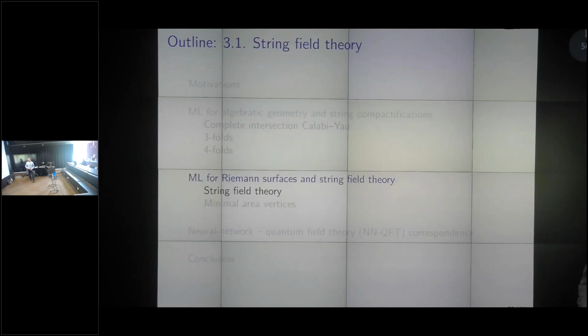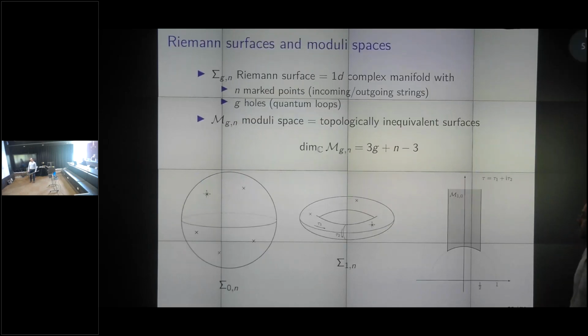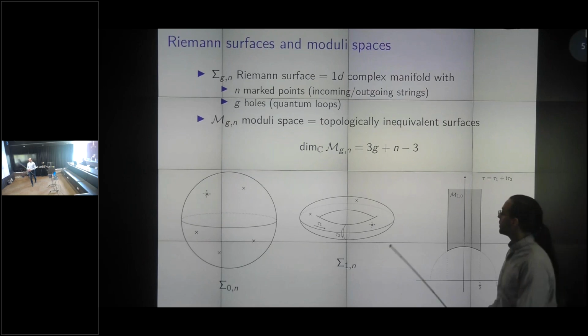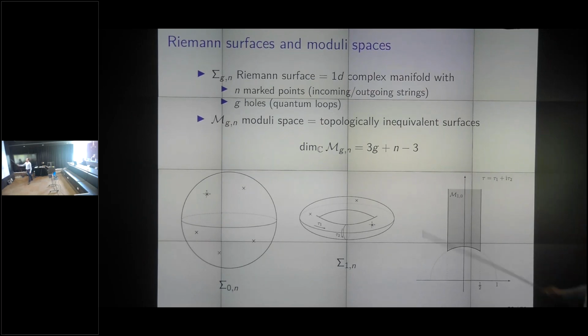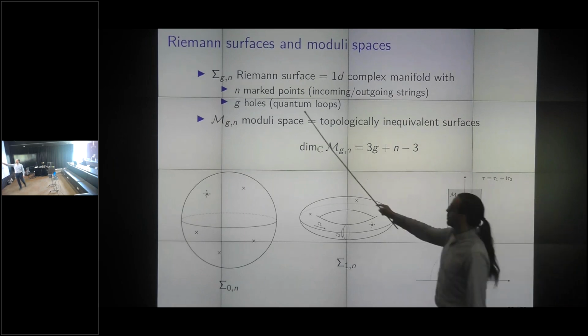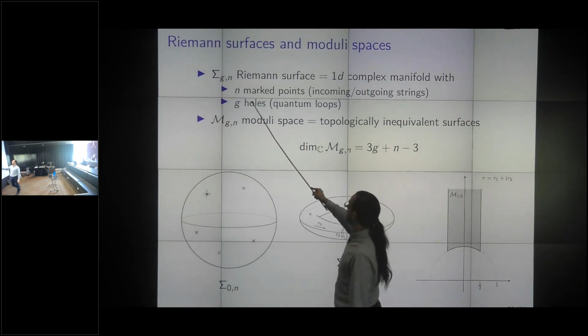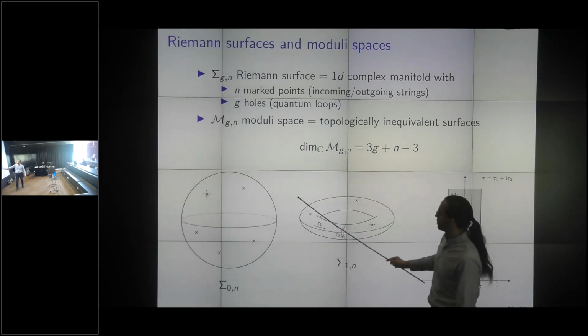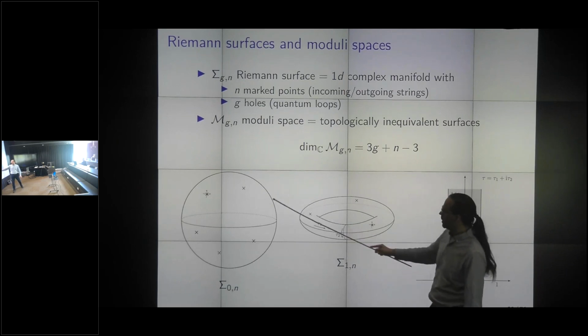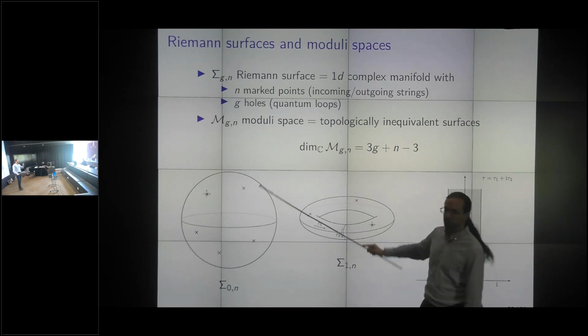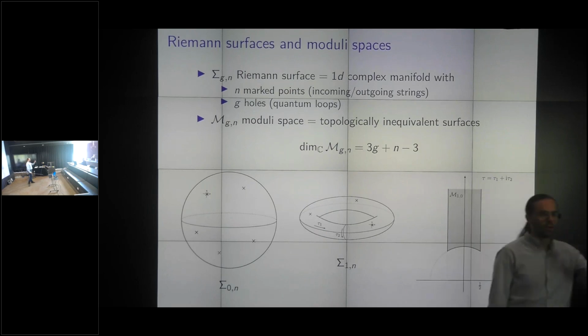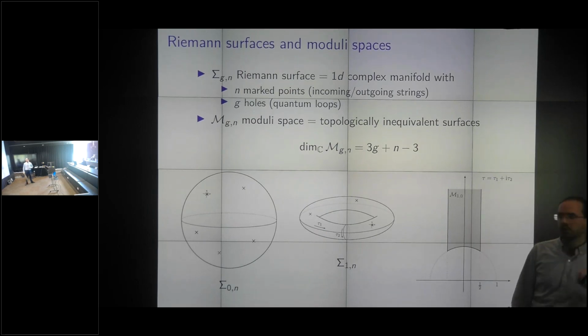Okay, so I will move to the next section on machine learning for Riemann surfaces and string field theory. As I said, a Riemann surface is a 1D complex manifold, and we call it Σ_{g,n}, where n is the number of marked points. For example, if you look at the sphere here, I have written many points on the sphere. These are points which I will number, and I will track their positions.